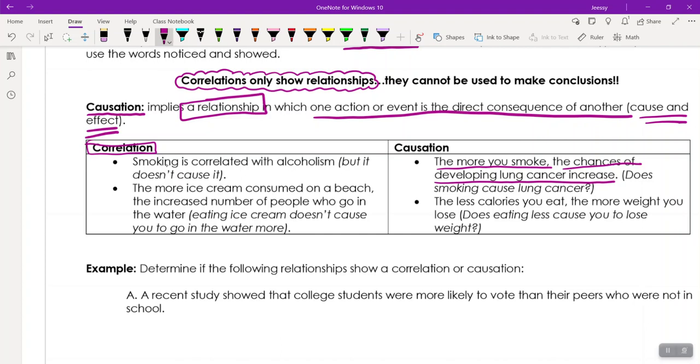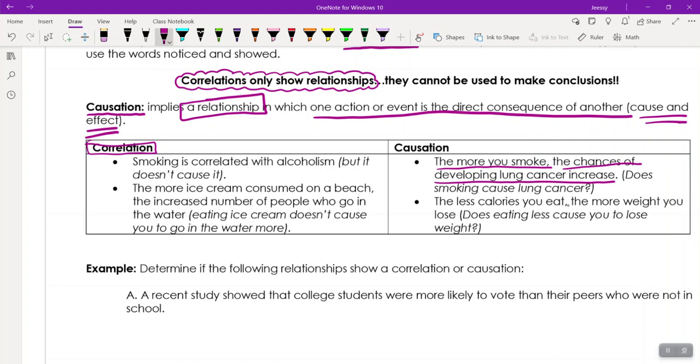All right, so you can ask the question, does smoking cause drinking? Not necessarily, right? So that's why it's just correlation. Does smoking cause lung cancer chances to increase? Yes. So this is cause and effect. Okay. Here's another example. The more ice cream consumed on the beach, the increased number of people that go in the water. So now you have to ask yourself, does eating ice cream at the beach cause people to go into the water? No, so it's just a correlation. It's hot, that's probably why they're eating ice cream, okay? But this one will be cause and effect.